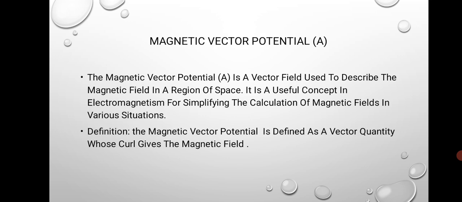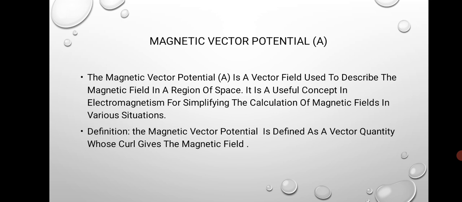Next point is magnetic vector potential A. The magnetic vector potential A is a vector field used to describe the magnetic field in a region of space. It is a useful concept in electromagnetism for simplifying the calculation of the magnetic field in various situations.